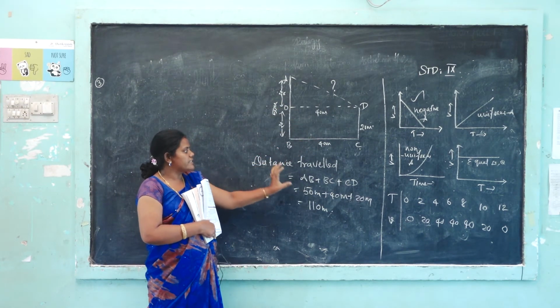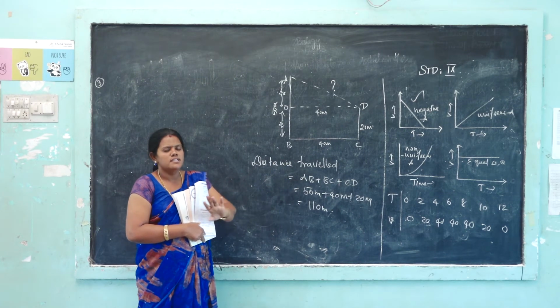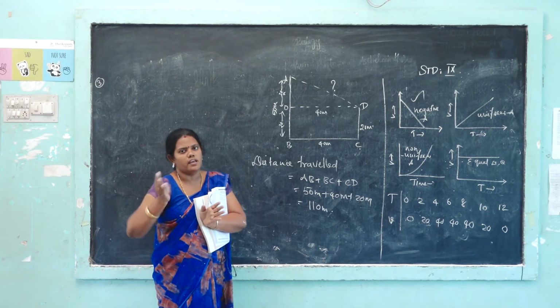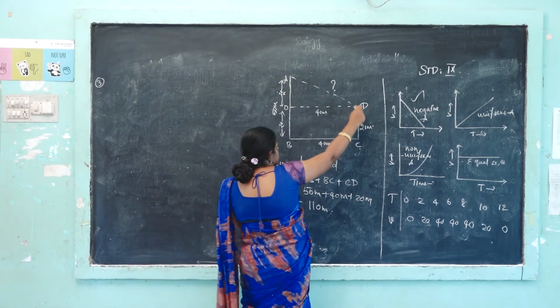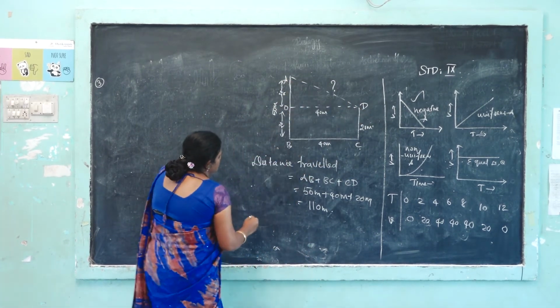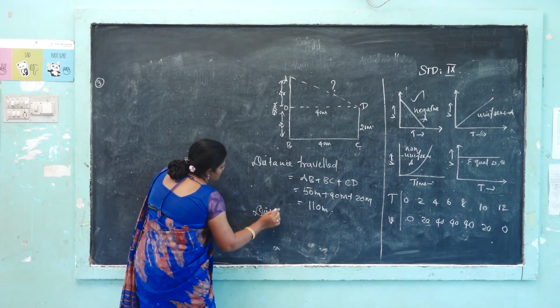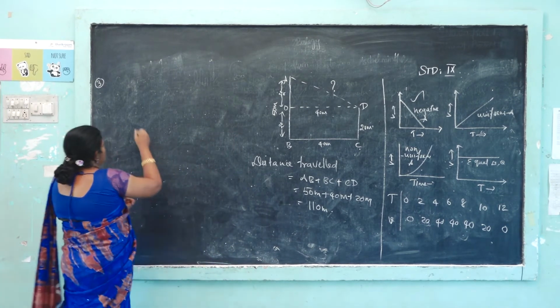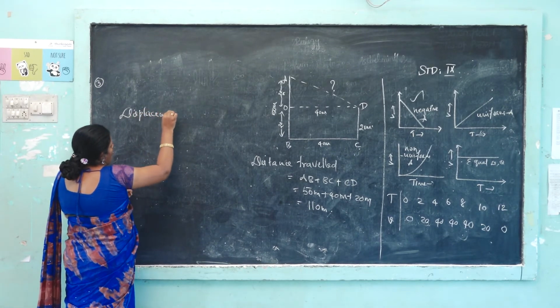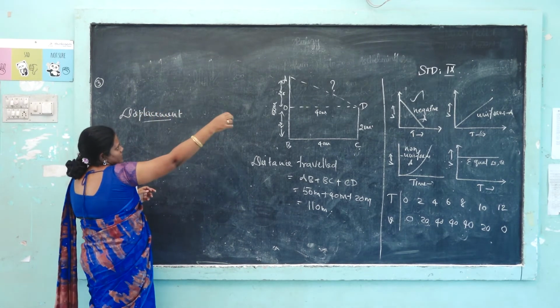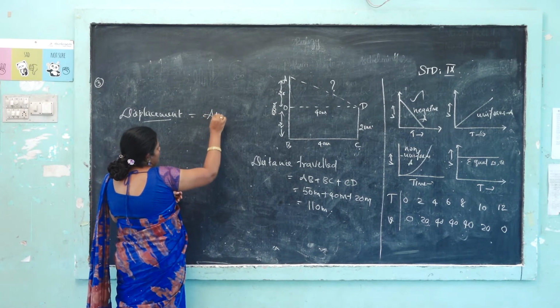Okay, this is the distance. Displacement is nothing but the distance between the final and initial point. So A to D. So what is the displacement? That is AD.